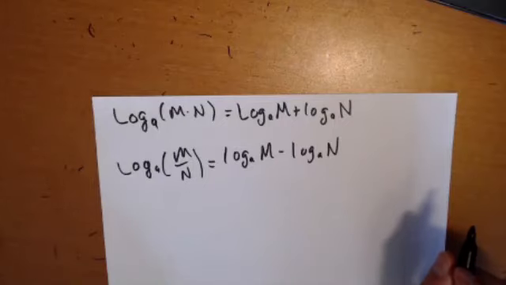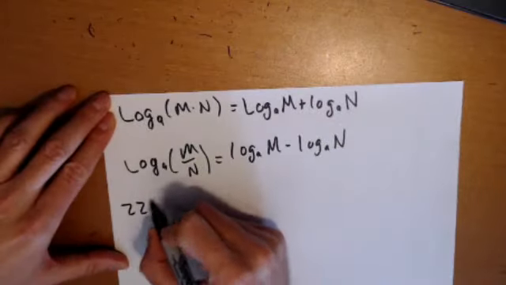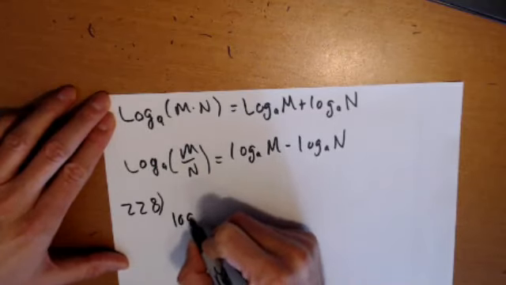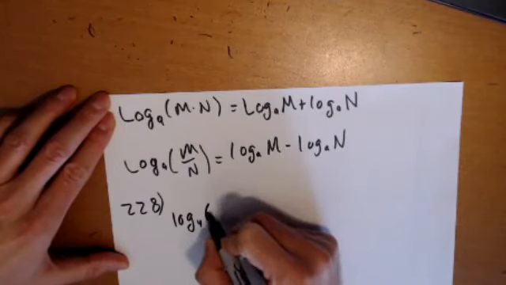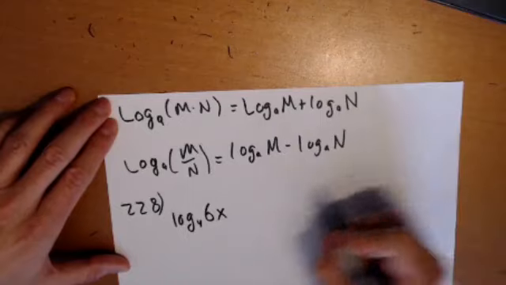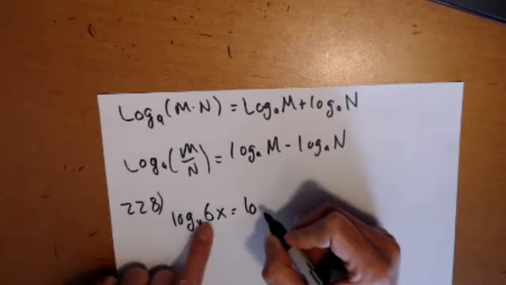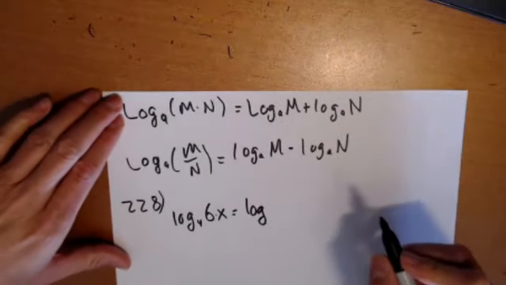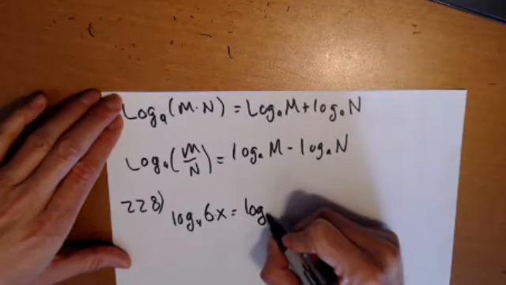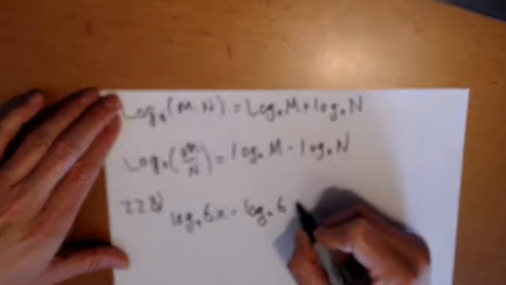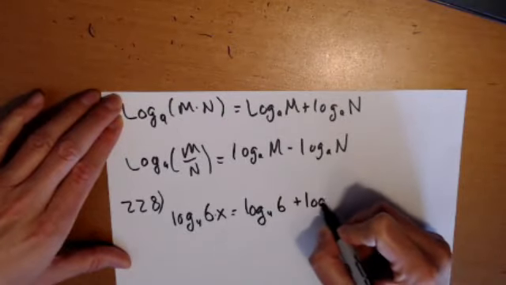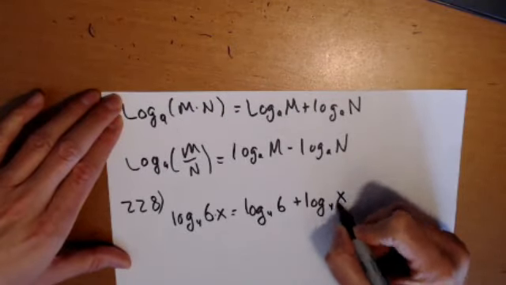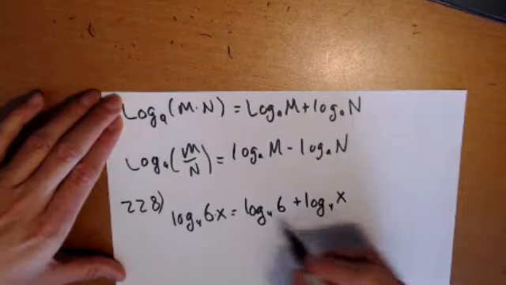228. Log base 4 of 6x. They just want you to break it up. They're being multiplied, right? Put a little dot there. So that's just log base 4 of 6 plus log base 4 of x. That's it.